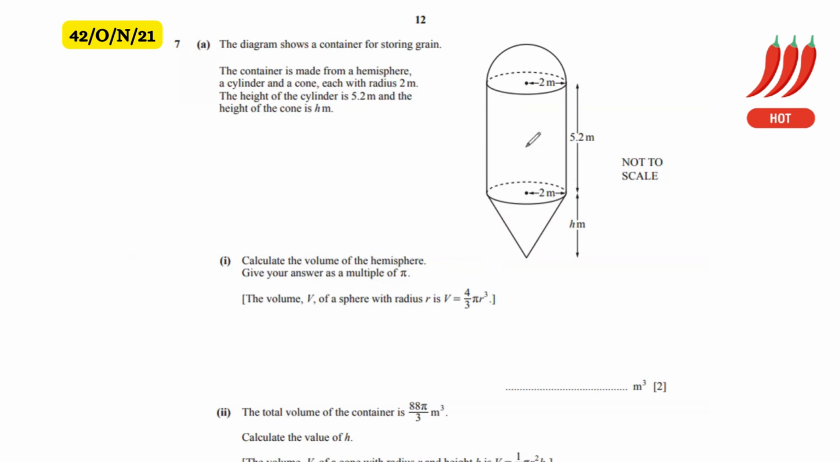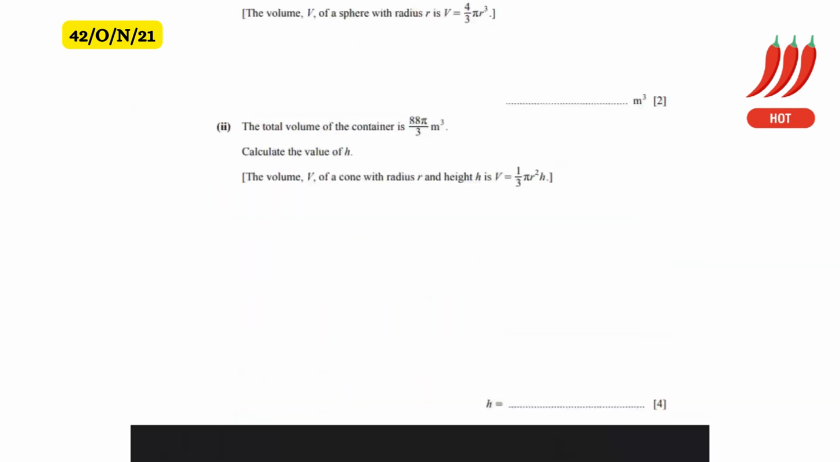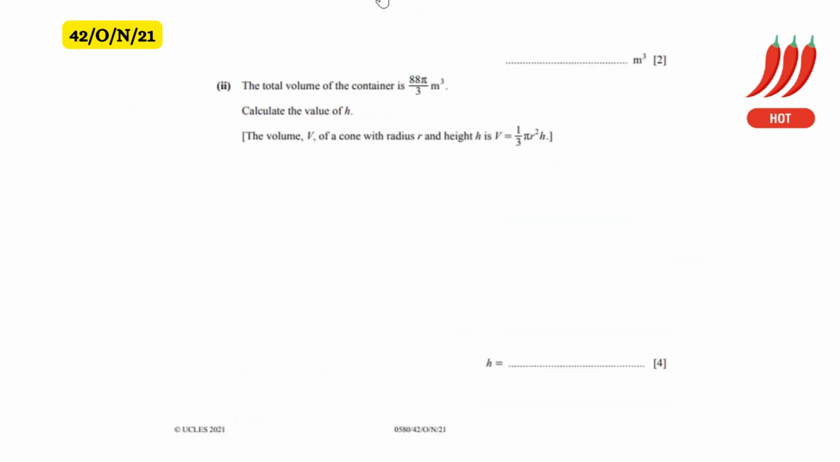So for the volume of the hemisphere, we will do 2 over 3 pi r cubed, because it's half of 4 over 3 pi r cubed. Radius is 2 meters. So 2 over 3 pi times 2 cubed. And that's going to give us 16 pi over 3 meters cubed. Then it says the total volume of the container is 88 pi over 3 meters cubed. Calculate the value of h.